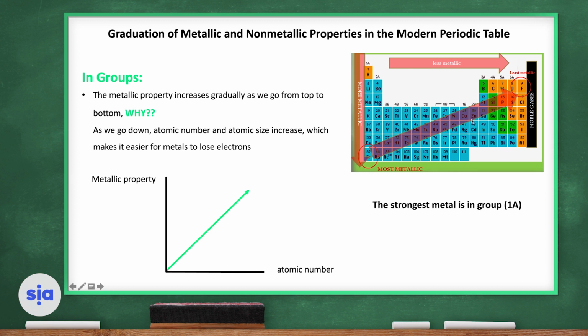The strongest metal ever is in group 1A. Most metallic to less metallic. And the strongest non-metal is in group 7A. So consider the corners. The bottom left corner is the strongest metal, and the top right corner is the strongest non-metal.